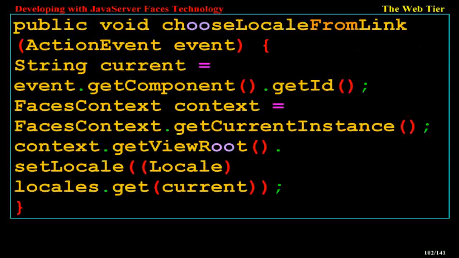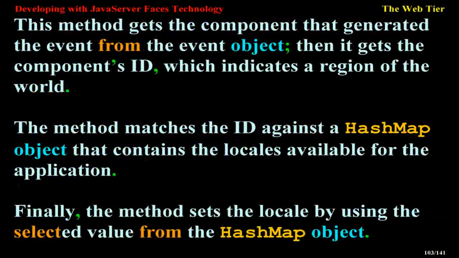Public void chooseLocaleFromLink(ActionEvent event): String current = event.getComponent().getId(); FacesContext context = FacesContext.getCurrentInstance(); context.getViewRoot().setLocale(...). This method gets the component that generated the event from the event object. Then it gets the component's ID, which indicates a region of the world. The method matches the ID against a hash map object that contains the locales available for the application. Finally, the method sets the locale by using the selected value from the hash map object.